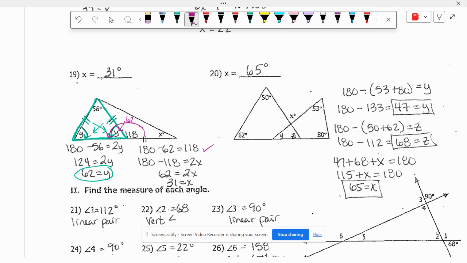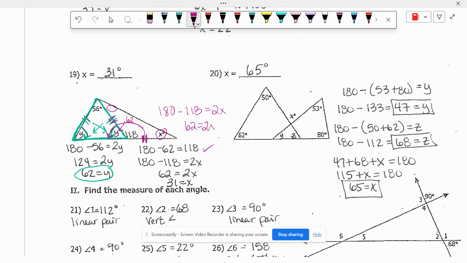Well, there's something else that we know. If these two sides are congruent, then this angle is congruent to that angle. So 180 minus 62 equals, 180 minus 118. 180 minus 118 equals 2X. So 62 equals 2X. Divide both sides by 2. So X equals 31. Okay.